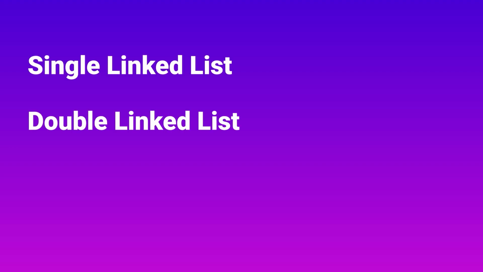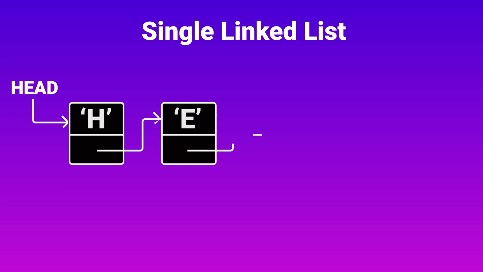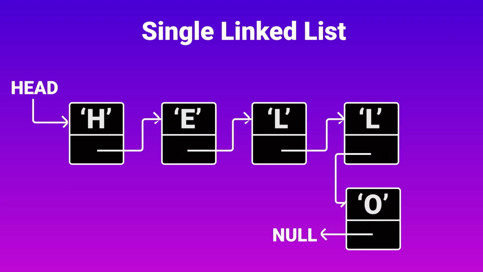There are mainly three types of linked lists: singly linked list, doubly linked list, and circular linked list. Let's begin with the singly linked list. In a singly linked list, each node contains a reference to the next node in the sequence. A singly linked list is just a basic form of linked list. The head pointer points to the first node of the list and the tail pointer points to null.